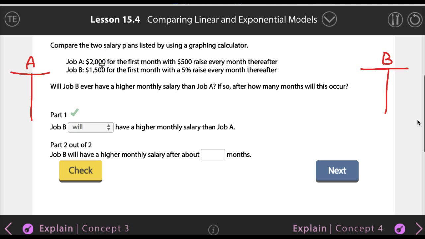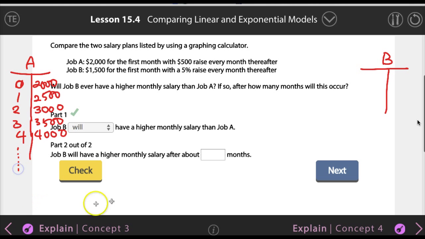Because what happens with job A is on the first month, they're going to start off with $2,000. Okay? So at 0 months, they're going to start with $2,000, right? And then after they're done with the first month, it's going to be $500 extra, right? So it's $2,500. After another month, that's going to be another $500, so that's going to be $3,000. After another month, $3,500. After another month, $4,000. And then you can keep going on and on and on.